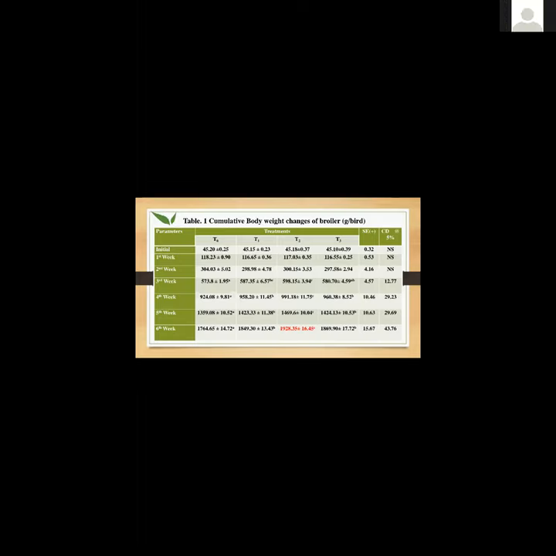Here, table number 1 showing the cumulative body weight changes of broiler. We have seen here, first 2 weeks, there was no change in body weight. There is a non-significant body weight change, first 3 weeks, sorry. After that, from the 3 weeks, body weight changes linearly increased. At the end of the 6 weeks, highest body weight was recorded in the T2 treatment, that was 19.35.